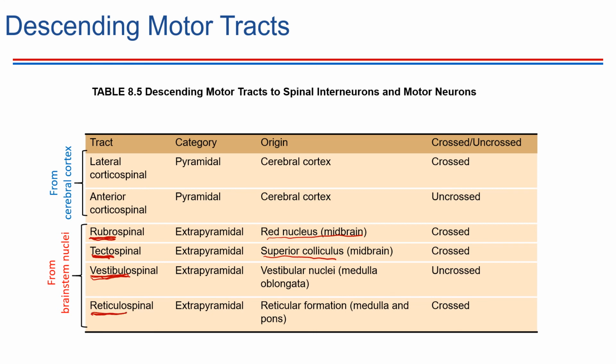So these are all coming from different parts of that brain stem. Reticulospinal is coming from the reticular formation of the medulla and the pons. All of these are extrapyramidal because they are traveling outside of the pyramids of the medulla. Remember, the pyramids are more medial, then we've got olives lateral to that. So they're not traveling as part of those pyramids.